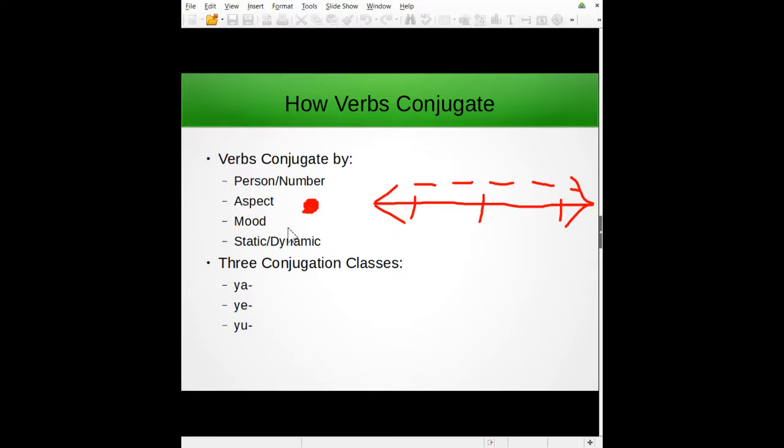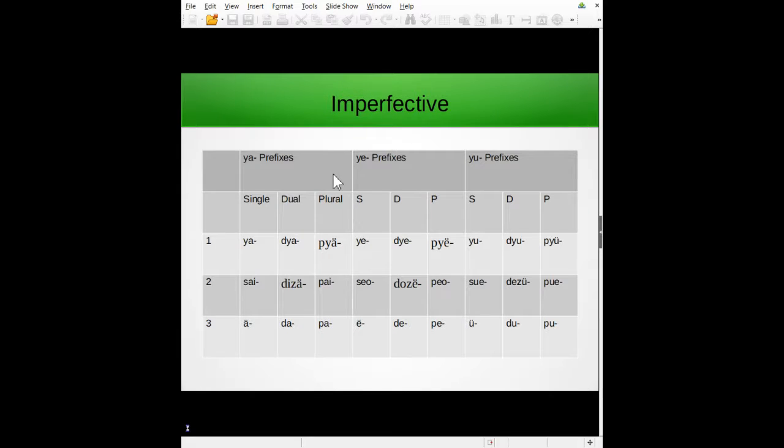Then you got static dynamic. It's kind of an odd thing, but that's basically like, is the verb describing a state or a change in state? Like the difference between riding something, where you yourself are not changing in state, you're still riding it. But if you're mounting something, you're getting on top of something, that's a change in state. You're going from standing with your own two feet to sitting on top of something. And there's the three conjugation classes.